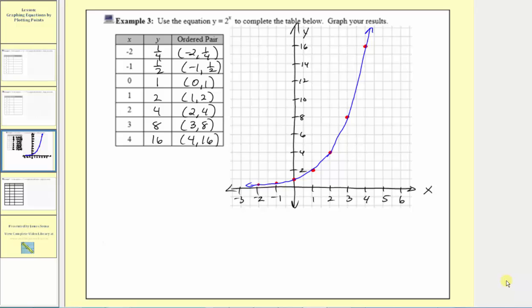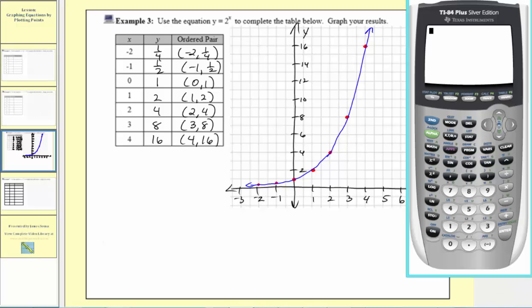Before we go, let's check our work on the graphing calculator. So from the home screen, we'll press y equals, enter in our equation of y equals 2 raised to the power of x. We'll clear out this old equation here by pressing clear, and we'll enter 2, here's the exponent key, raised to the power of x, enter.